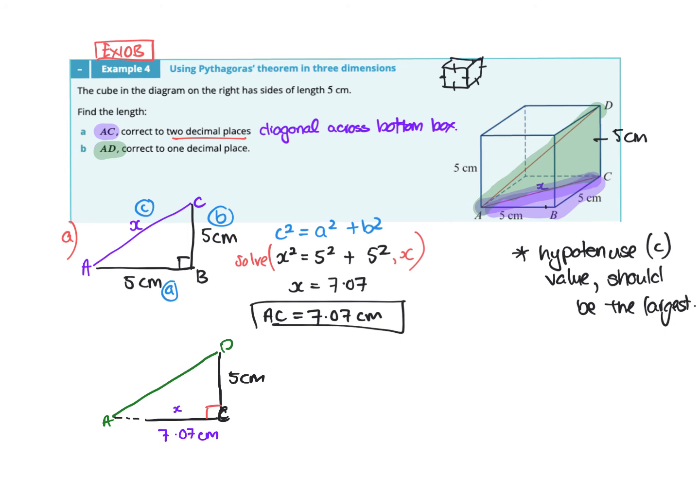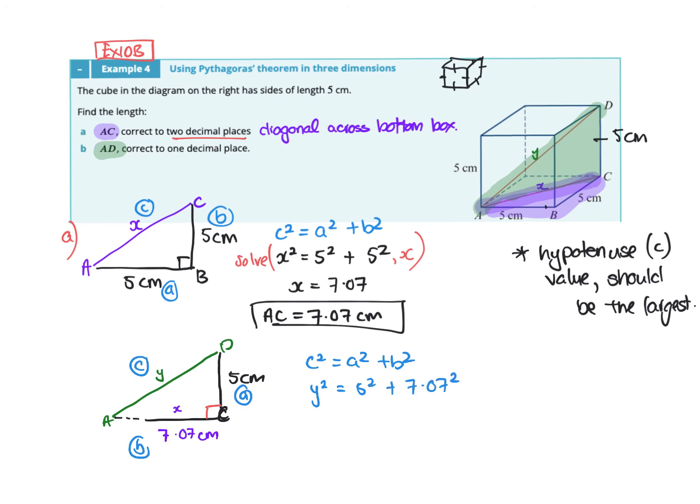If we label up this triangle, what we're trying to find, I might call this one Y now. So I'm calling that one Y. So we're labelling up, that's the C, this is the A, and this is the B. So if we write the formula out again, and then you're substituting in, it would be Y squared equals 5 squared plus 7.07 squared.